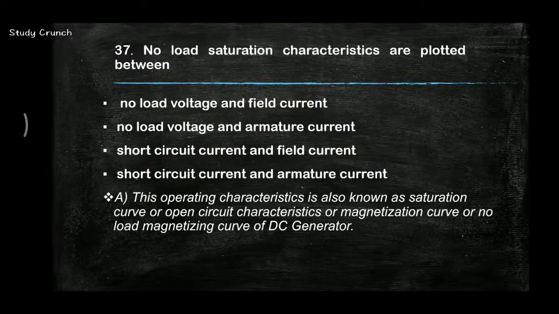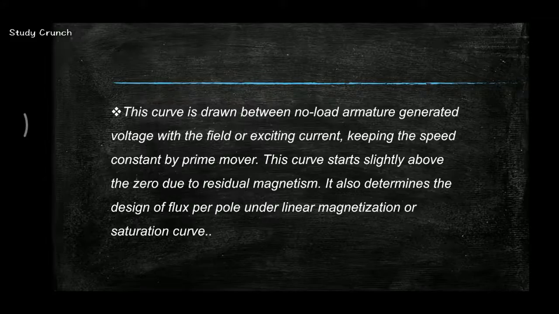Next, no load saturation characteristics are plotted between no load voltage and the field current. This operating characteristic is known as the saturation curve, the open circuit characteristic or the magnetization curve. This curve is drawn between no load armature generated voltage and field or exciting current, keeping the speed constant by the prime mover. This curve starts slightly above zero due to residual magnetism. It also determines the design of flux per pole under linear magnetization.